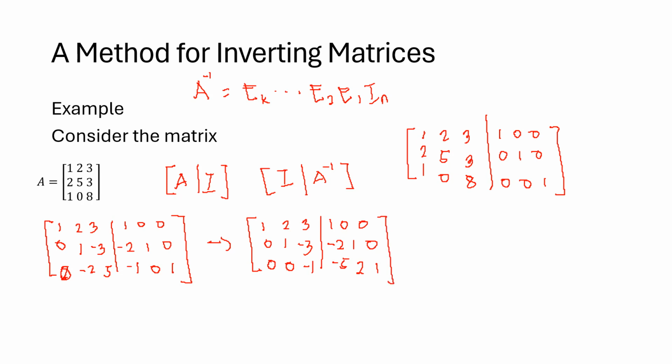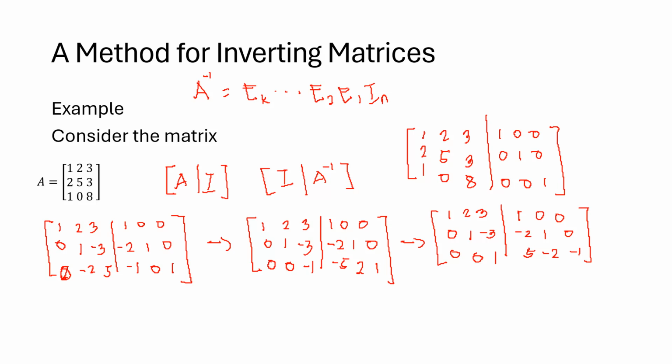Okay. Then here we have to multiply the third row by negative 1. Okay. So in this case, you have 1, 2, 3. Then you have 1 0 0. Then you have 0 1 negative 3. Then you have negative 2 1 0. Then you have 0 0 1. Then you have 5 negative 2 negative 1.